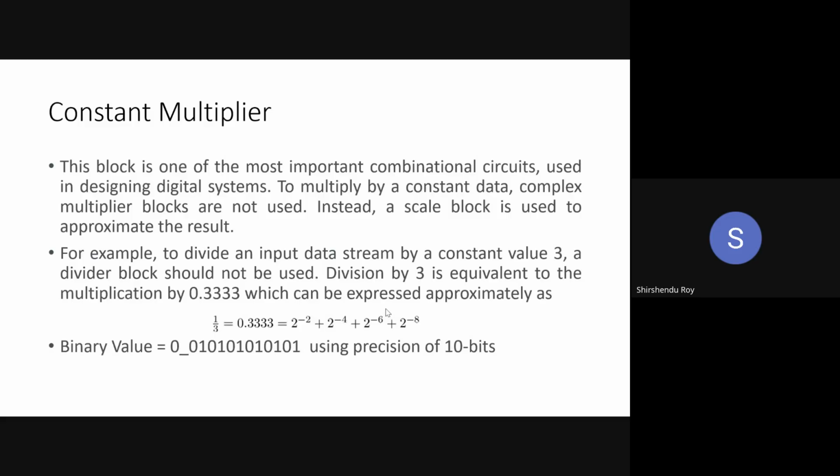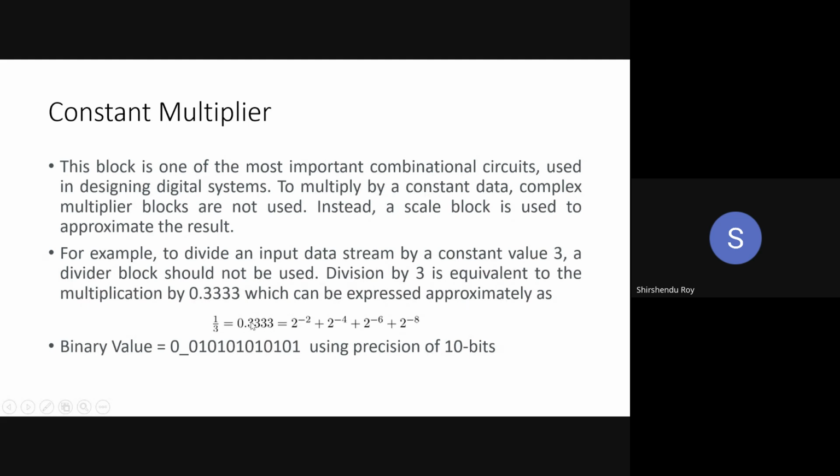One example is given here. Suppose we want to divide the data by 3. Dividing the number by 3 is equal to multiplying the same number by 1 by 3, that is 0.33333. If we multiply this number with x, it is the same thing as x divided by 3.